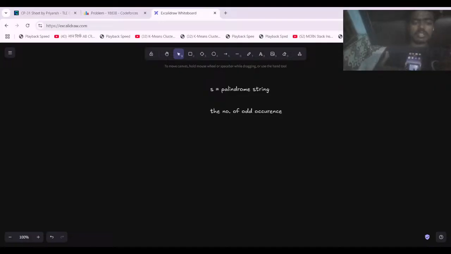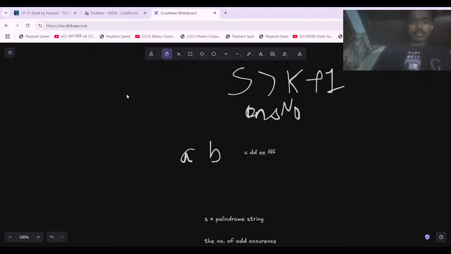Now let's try to understand the condition. You count how many letters had odd frequencies. That should be at most, so at most means either 0 or 1. Let's make a simple example.